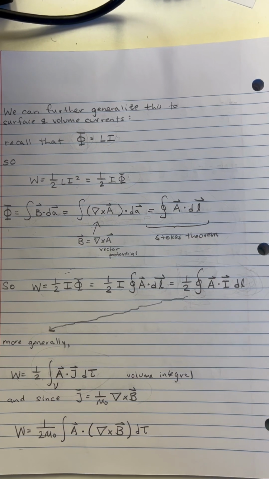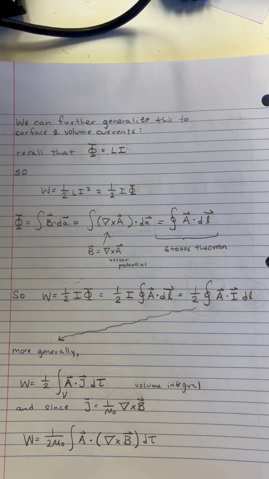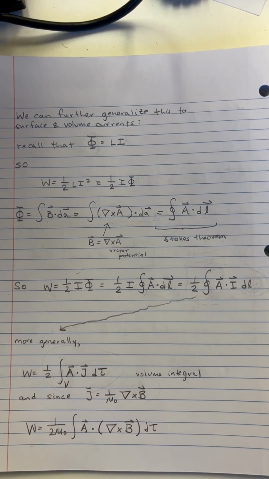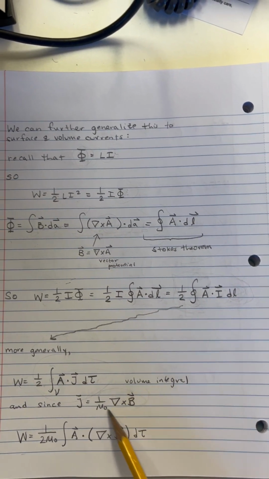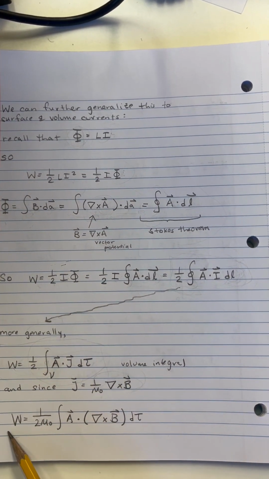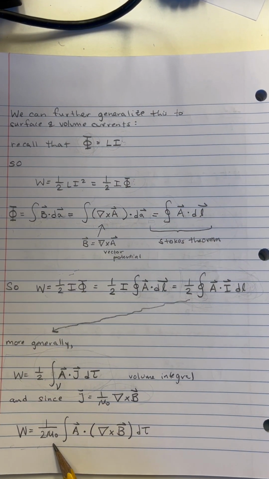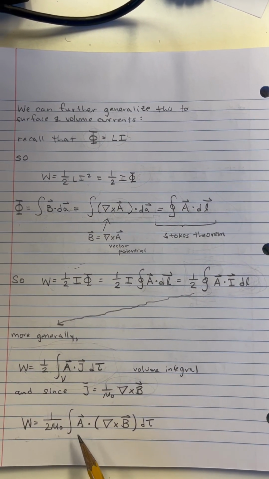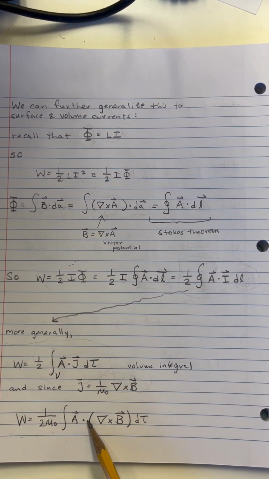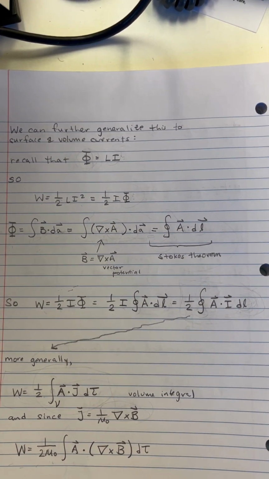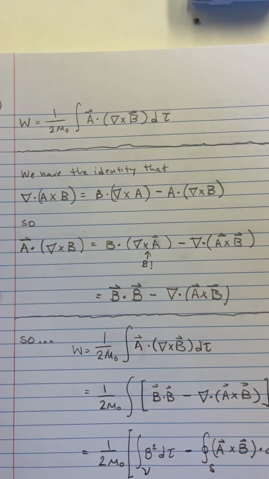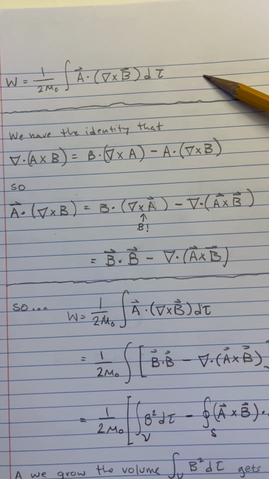That's one of the Maxwell equations, or really the early version of Maxwell's equation that we've been using in this class. And so if we substitute this into this formula here, we get that work is equal to 1 over 2 mu naught times the volume integral of the vector potential dotted with the curl of the B field integrated over volume. So that is the formula that we're at now.